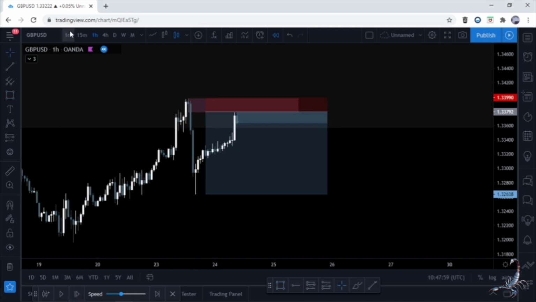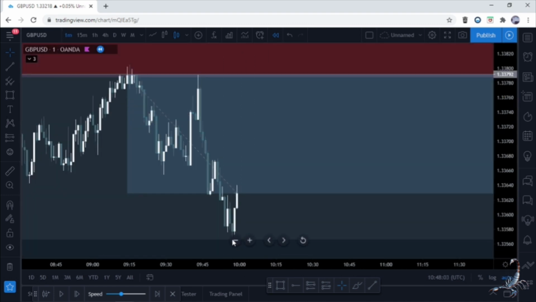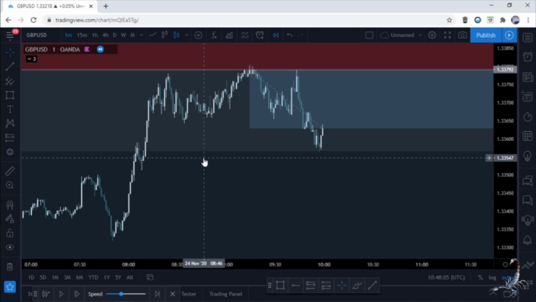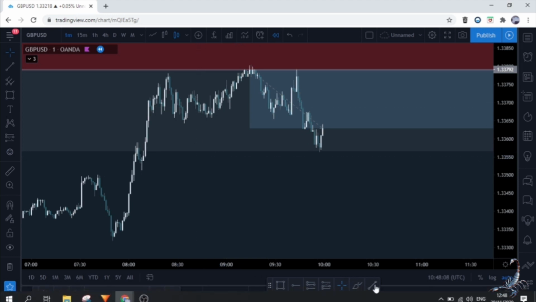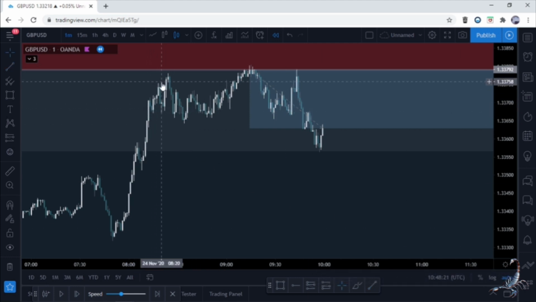So price taps into the order block and immediately rejects off. One thing that's interesting is if you go to the 1 minute time frame, although I didn't enter on the 1 minute time frame, we had price moving up in an uptrend. You can see this as a high forming. We formed a higher high, then another higher low, another higher high, and then we began to break structure.